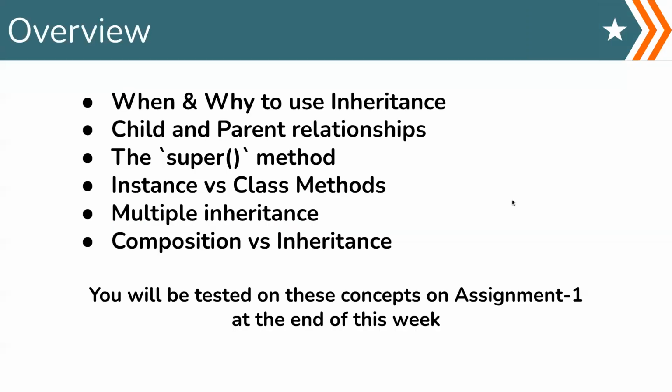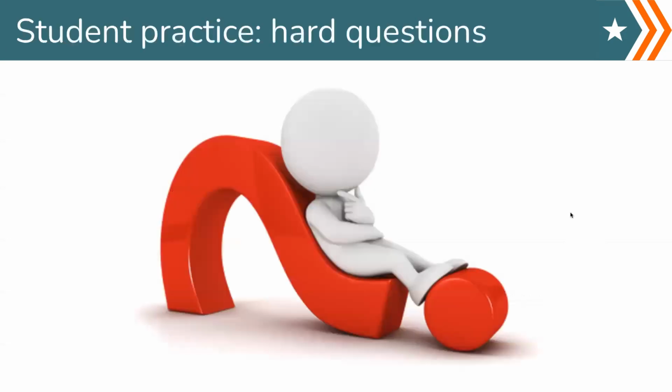So let's talk a little bit about OOP. Today, we're going to be going over when and why to use inheritance, the child and parent relationship, the super method and how it works, instance versus class methods, which I believe we'll cover shortly since we already covered it yesterday, multiple inheritance, and then composition versus inheritance. Again, all of these subjects are going to be assessed during assessment 1, which will be happening this weekend and will be released tomorrow afternoon.